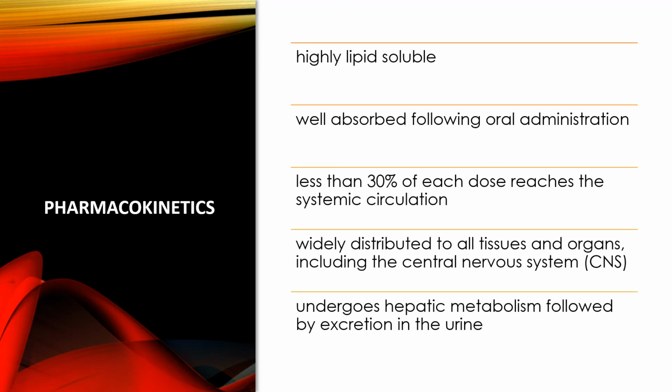Now, for the pharmacokinetics of propranolol, it is highly lipid soluble. It is well absorbed following oral administration, and less than 30% of each dose reaches the systemic circulation. It is widely distributed to all tissues and organs, including the CNS, and it undergoes hepatic metabolism followed by excretion in the urine.